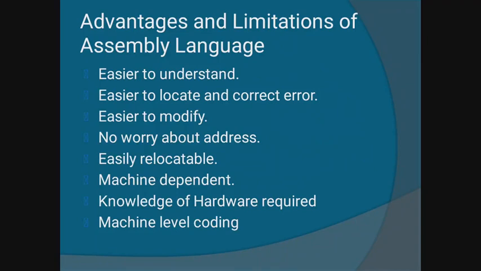The advantages and limitations of assembly language are: it can be easily understood, it can locate and correct errors easily, modification of a program can be done, there is no need to worry about the address, it is relocatable, and it is machine dependent. So for using this kind of assembly language we need hardware requirements. Knowledge of hardware is required here. Machine level coding is a must. We can't directly insert machine language, but machine level coding is used in the assembly language.